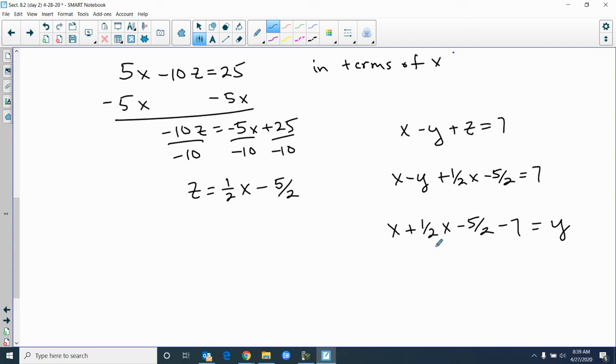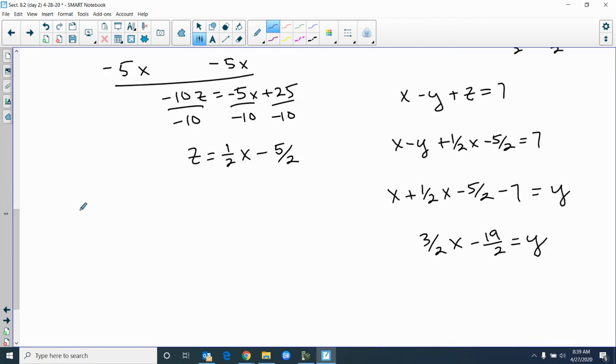Well, x plus 1/2 x is 3/2 x. And what do we get there? What's minus 5 halves minus 7? 7 would be 14 over 2, right? So that would be minus 19 halves equals y.